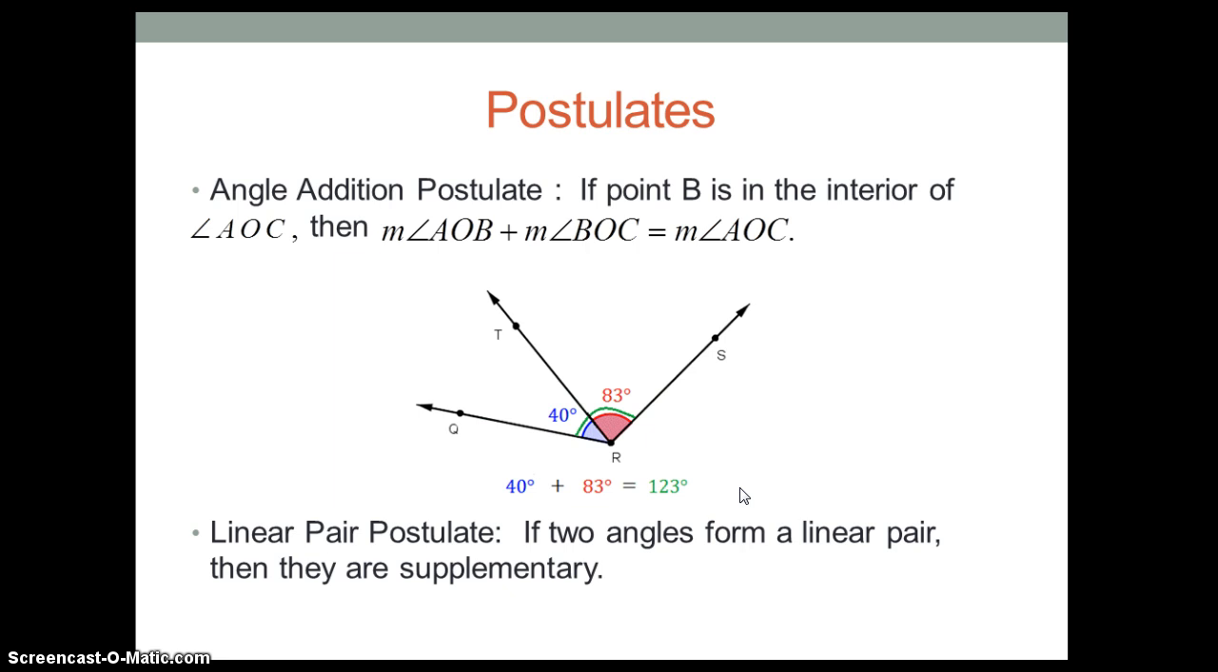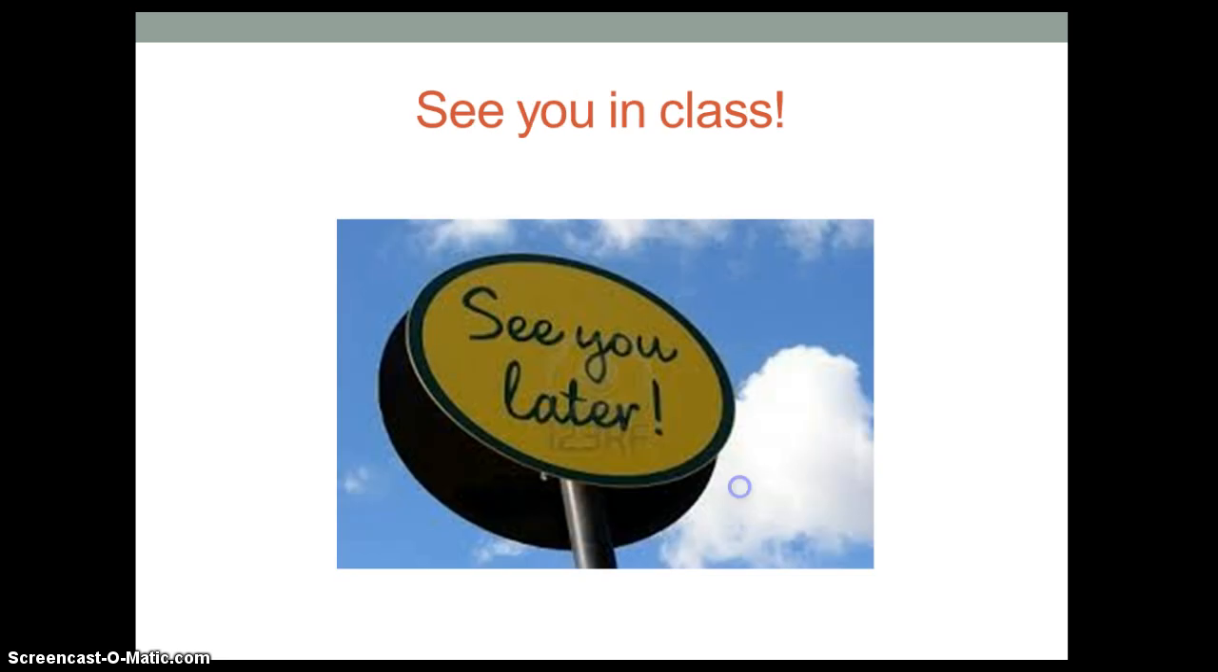And the last postulate is the linear pair postulate. And you may have assumed this based on the information, but remember, can't assume things. So the linear pair postulate says that if two angles form a linear pair, then they are supplementary. And we saw that in those diagrams. When two angles form a linear pair, that means they're a straight angle. And two angles that add up to 180 are supplementary. So linear pair postulate just means that if they're a linear pair, then they're also supplementary. Very important postulate, so make sure you know that one.